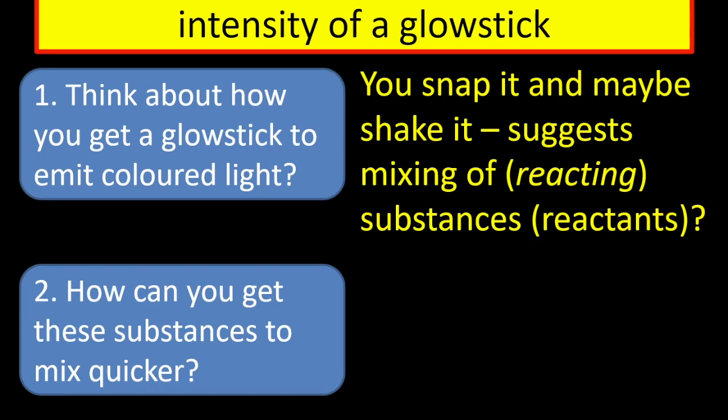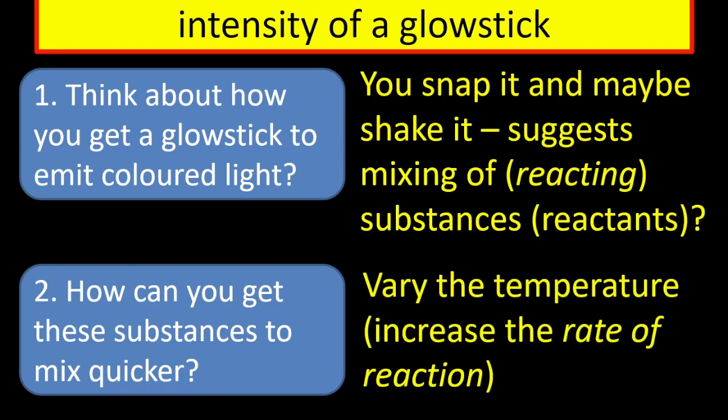Now, hopefully you know there are a few factors that can affect the rate of a chemical reaction, but really there's only one that we could possibly use in a home environment here. And the one I'm thinking of, and hopefully you're thinking of too, is using temperature. One of the ways that we know will increase the rate of a reaction is to increase the temperature. So this is something that we could relatively easily look at with regards to the light intensity of a glow stick.